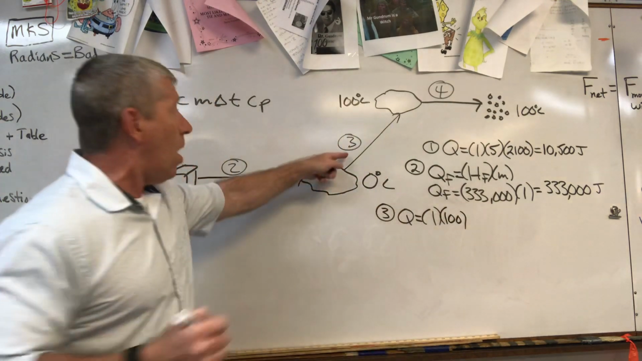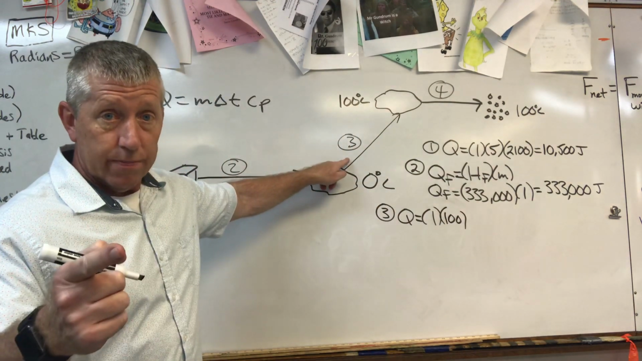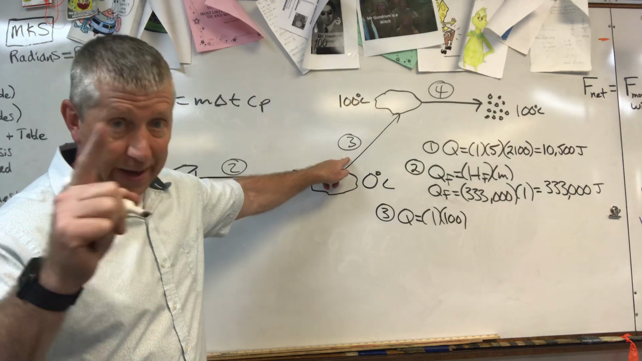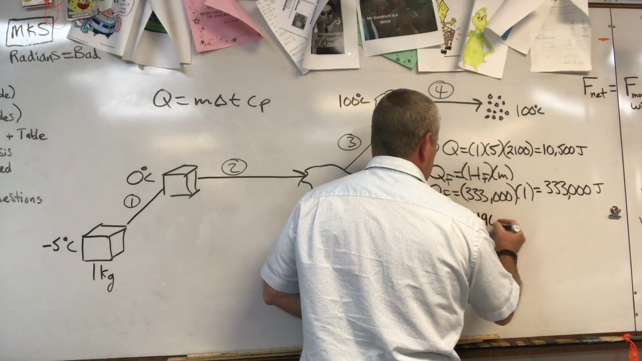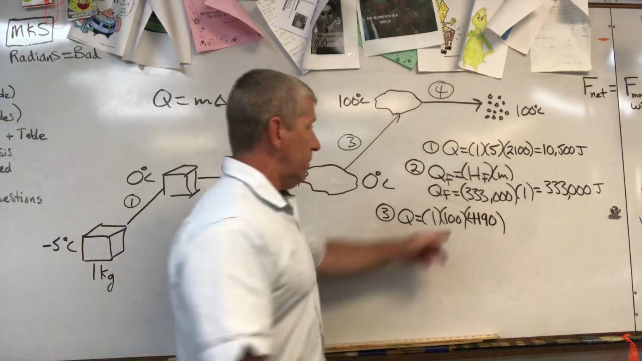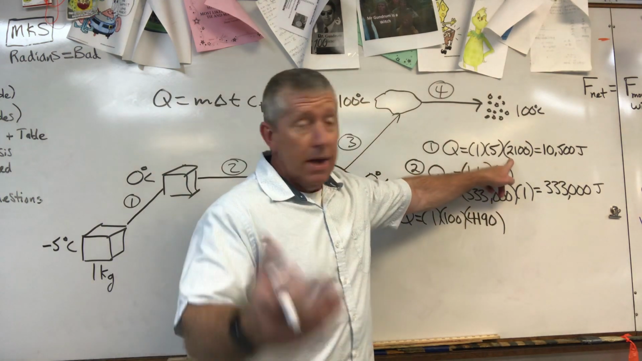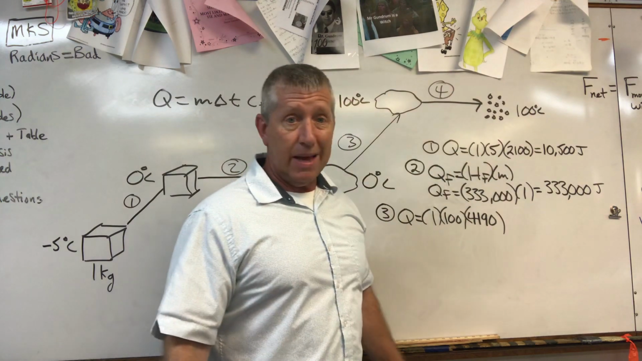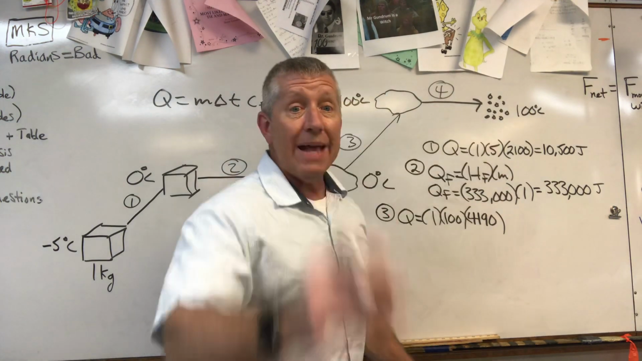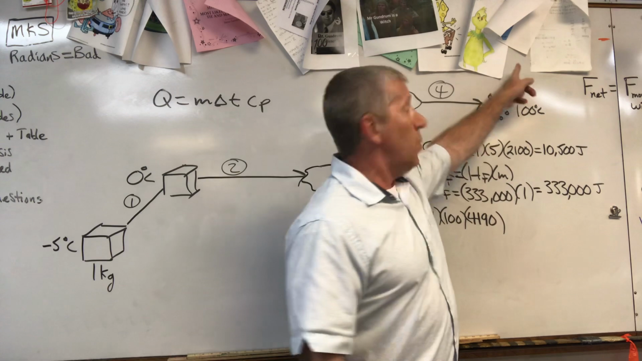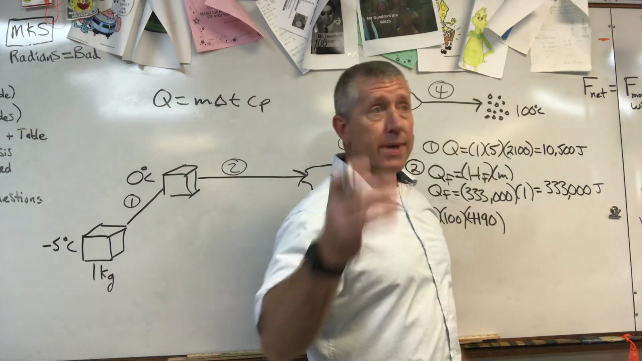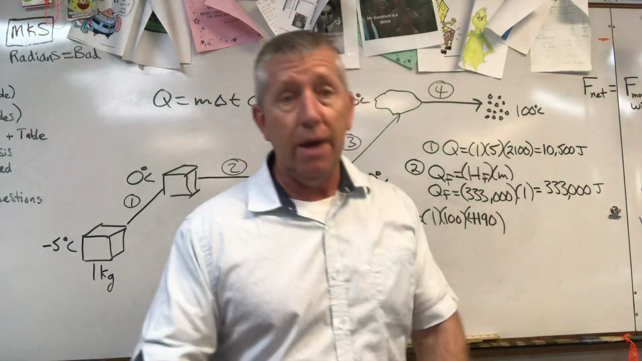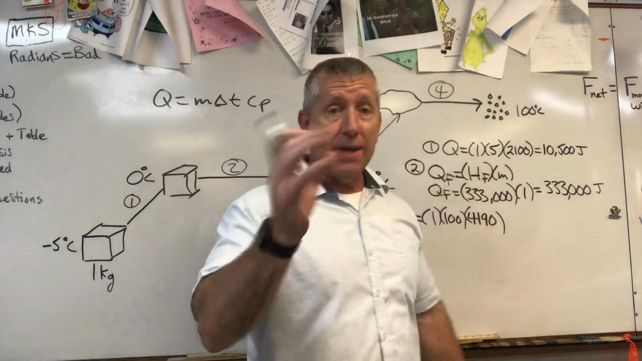And now this is water. 4190. That's where we use the 4190. 4190 for water. Okay, up here we use the ice because it's ice. Here we're going to use steam because it's steam. Actually, we don't have to use steam. If we wanted to get the water steam to 120, then there would be a temperature change, and we would use the specific heat capacity of steam, which is 2010.